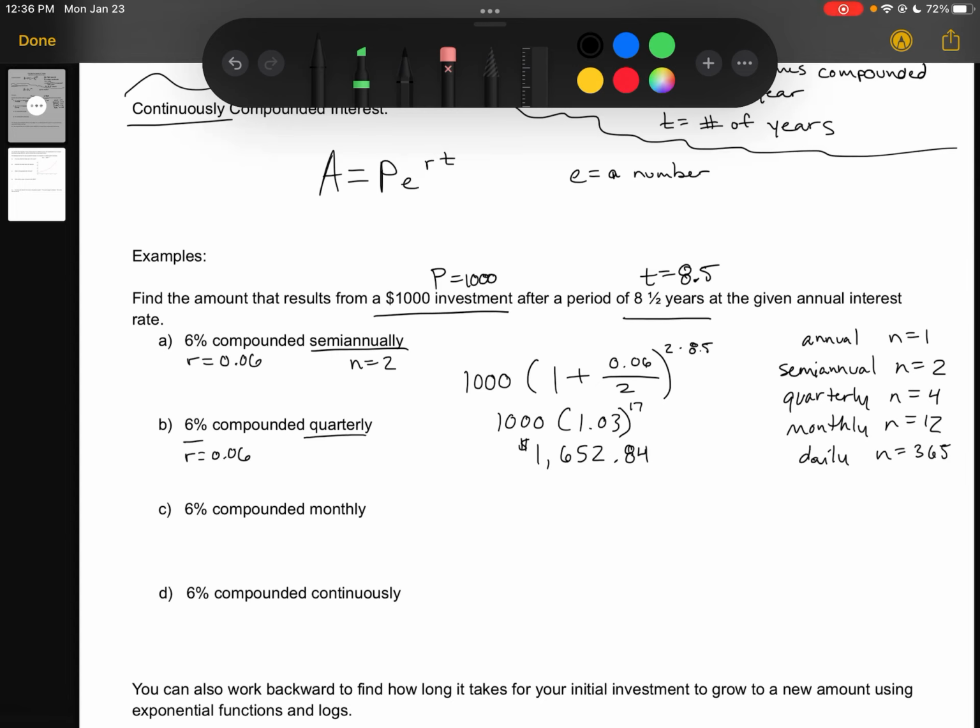We could do the same thing, plug in for the rest of these, but we're going to save a little bit of time with B and C because they're very, very similar. Again, as long as we can define what these R's are, it goes back into that same formula. But I want to practice with D and show this example out because this is continuous, so we're going to be using a different formula. This will be A equals P e to the RT. Principal in this case is still 1,000. E is a number, so we never ever plug in anything for E. Our R is 0.06. And our T is still 8.5.